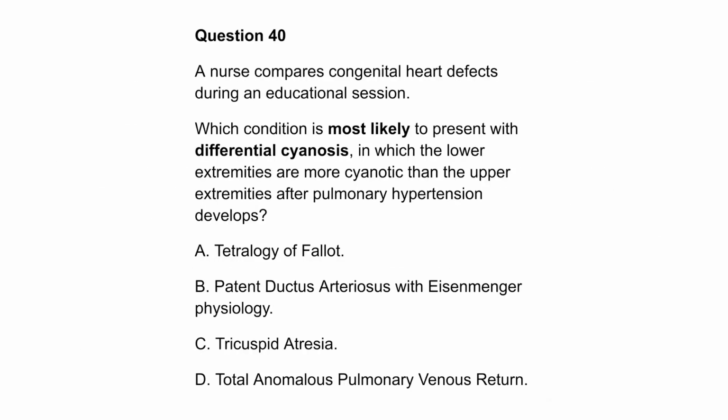Question 40. A nurse compares congenital heart defects during an educational session. Which condition is most likely to present with differential cyanosis, in which the lower extremities are more cyanotic than the upper extremities after pulmonary hypertension develops? A. Tetralogy of Fallot. B. Patent ductus arteriosus with Eisenmenger physiology. C. Tricuspid atresia. D. Total anomalous pulmonary venous return.